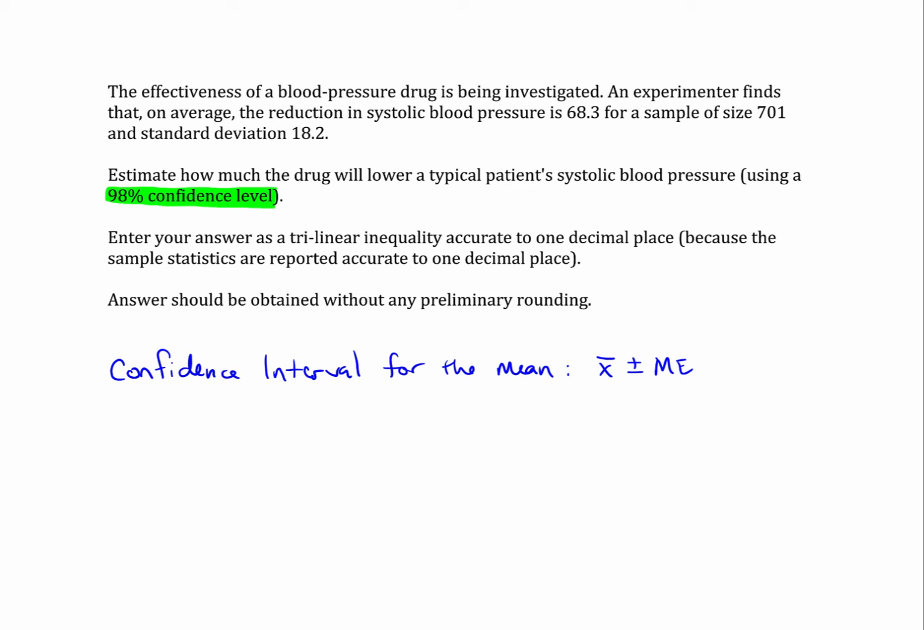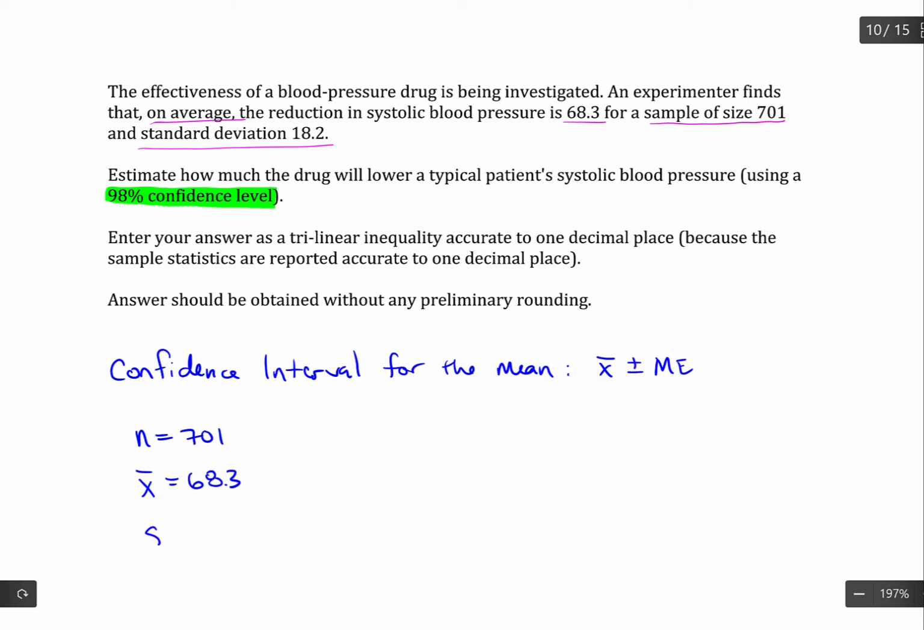But here, if you look at our data, we have a sample size of 701, so that is n equals 701. Then we have, on average, the reduction in blood pressure is 68.3, so that's the mean of our sample. And then we have a standard deviation of 18.2. And this is the standard deviation from that sample. So we don't have a population standard deviation, we just have a sample standard deviation. Which means we'll use the function t-interval in the calculator.